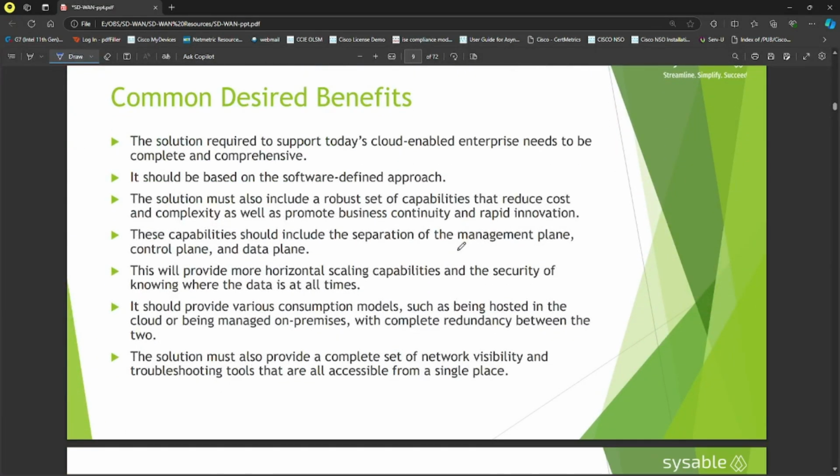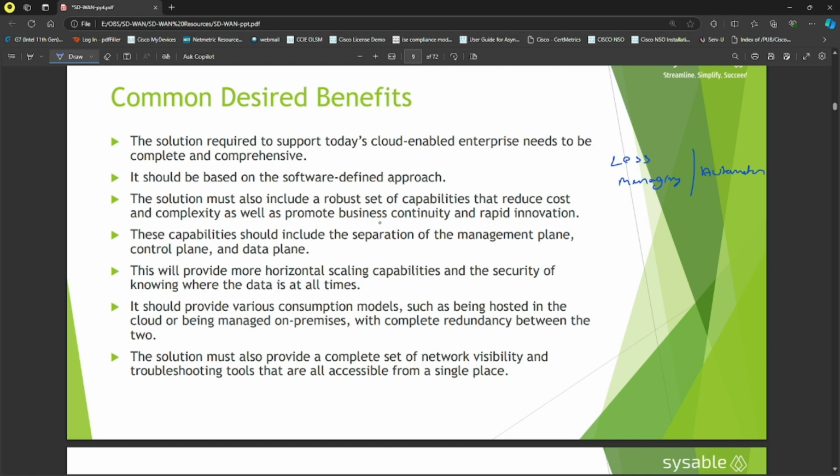Now, the solution should be in such a way that it supports today's cloud-enabled enterprise, needs to be complete and comprehensive, and should be based on a software-defined approach. So a software-defined approach means you are managing your network less. So basically, you can say that it is automation. Some of the configuration will be automated so that you have visibility and everything, like a monitoring system. So you need a solution which will give you an automated monitoring system. You don't have to worry about configuring those monitoring systems.